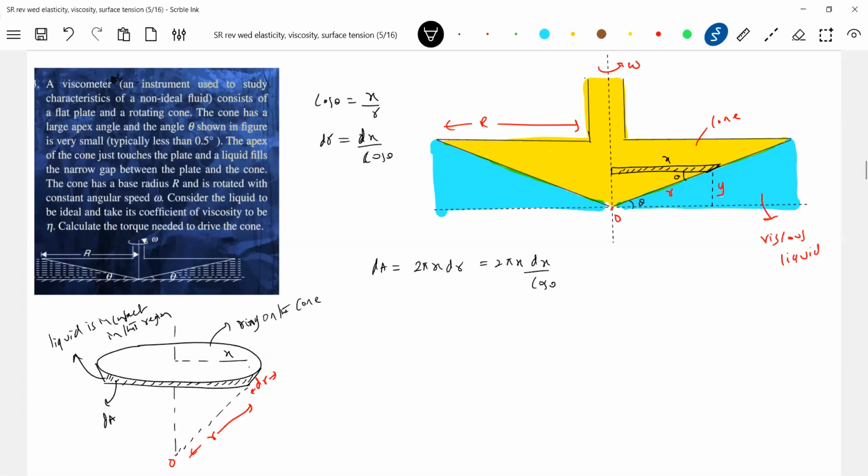Okay, let's write the force acting on the ring. The elemental ring, force, viscous drag on the elemental ring. dF is equal to, what shall I write? Coefficient of viscosity eta. What is the area of that elemental ring? dA. What is dA? Area of elemental ring. What is the speed of that? V.